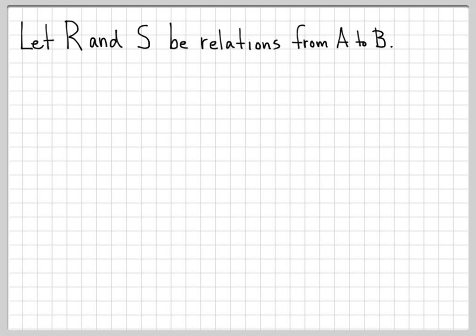Okay, this is another simple proof involving relations and sets. We're going to work with the relations R and S, and both of these relations are from A to B, so we know what that means. We know that R is a subset of the Cartesian product of A and B, and S is also a subset of the Cartesian product A and B.